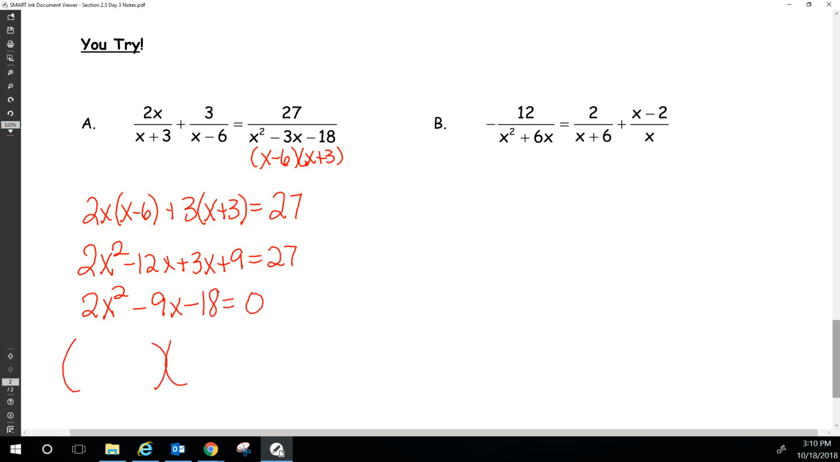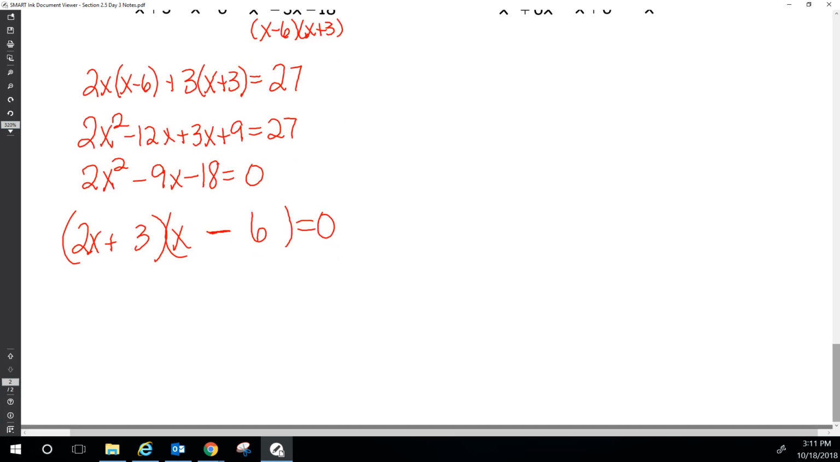Let's see if we can factor this guy. I've got 2x and x. All right, factors of 18, I've got 2 and 9 I could try, or 6 and 3. I'm trying to get to negative 9. Let's try 3 here and 6 here. So I need an x over here. 2 times 6 would be 12, and 12 minus 3 would give me the 9. I need a negative 12, positive 3. So my two solutions are going to be, when I set them equal to 0, x is equal to negative 3/2, and x is equal to 6.